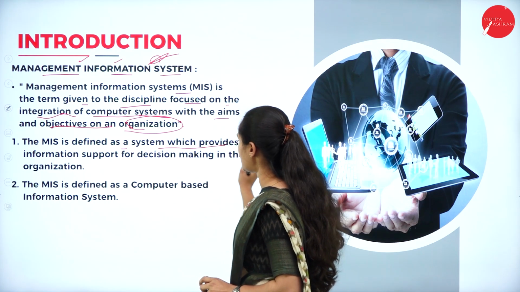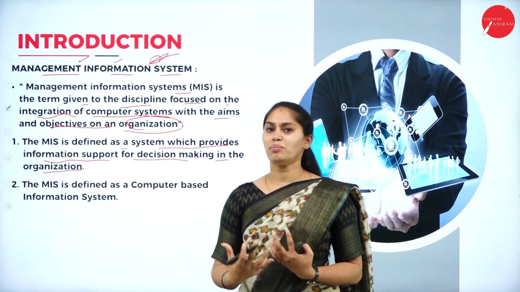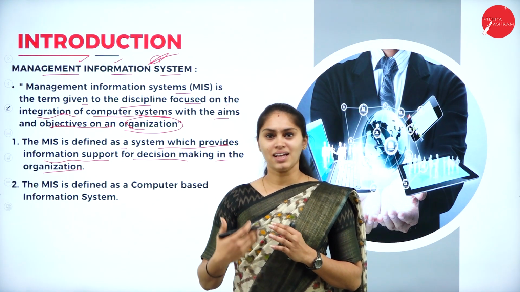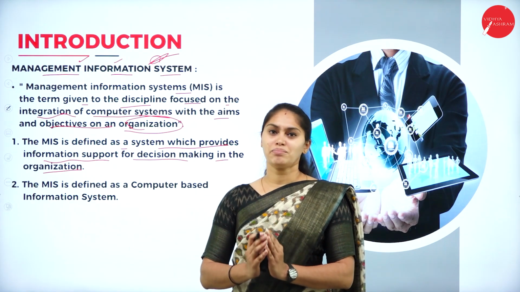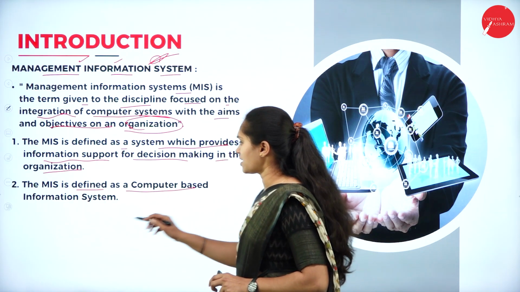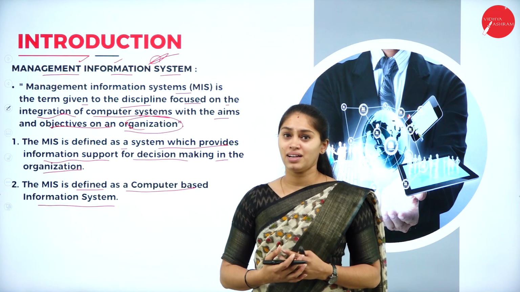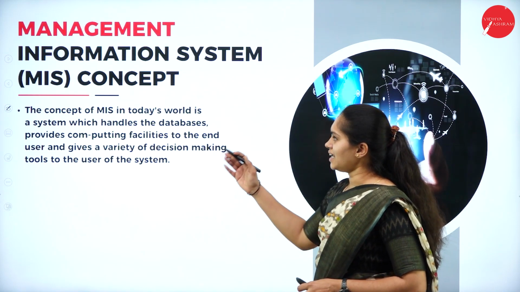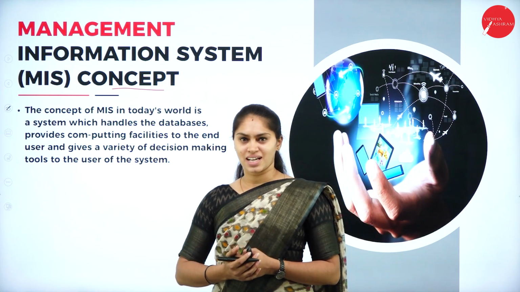It is defined as a system which provides information support for decision making in the organization. If I make a proper decision, that will lead the company to the top of the market. Whatever decision we make is important, and for that purpose I am using the computer system for the specific management and structural management of the information. So here MIS is defined as a computer-based information system. I have information and I am storing it in a systematic manner with the help of a computer. That is related to MIS. We'll see the next topic, what this MIS concept is all about. Already I told you about why information is considered as a resource.